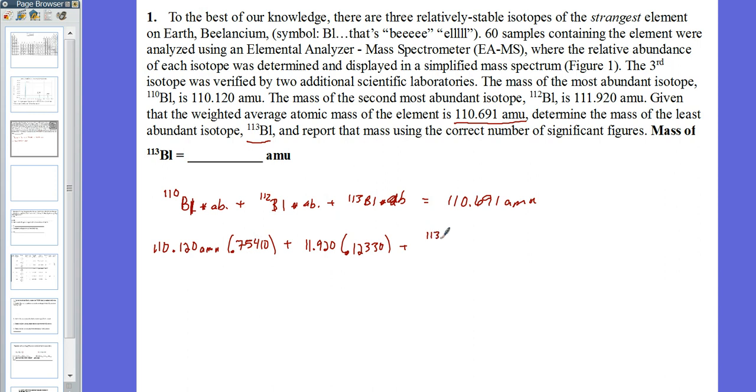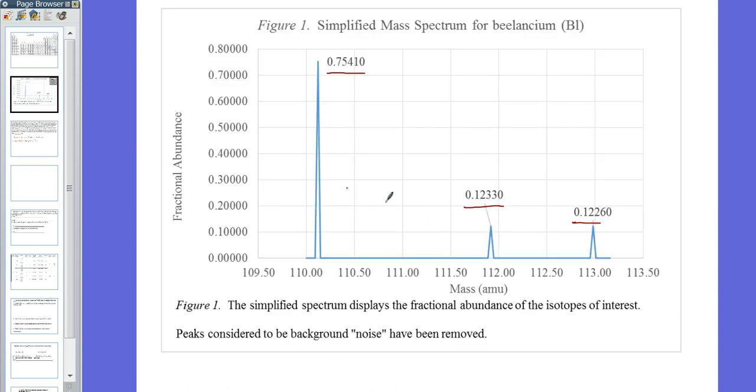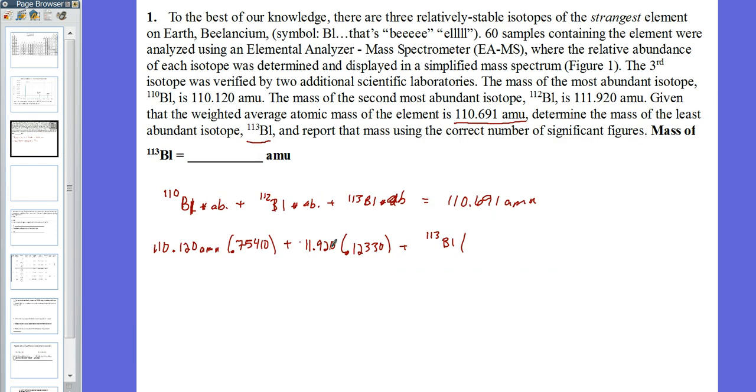We don't know the exact mass for the 113, but we do know from the graph that it has an abundance of 0.12260. And all that has to add up to 110.691 atomic mass units.